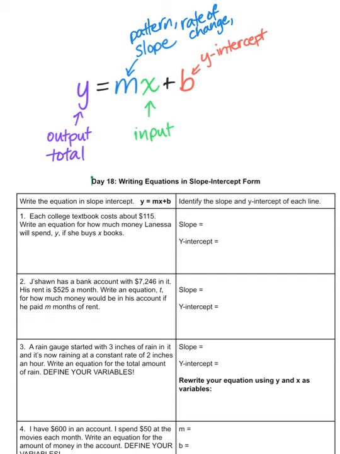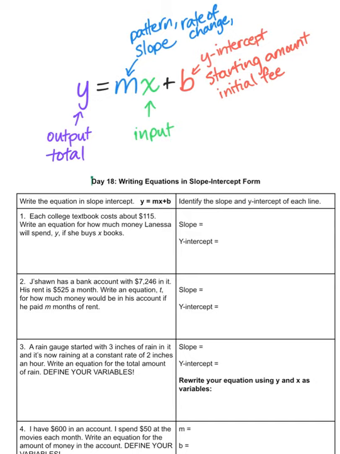Your x is your input. So it's often the thing that is time. So it'll be like the months or the minutes or the books, but it's going to be something very specific. And then the last part, the y-intercept, is more often the starting amount or the initial fee, whatever they start with. Something that happens only once and is at the very beginning. So we're going to be writing equations in this form.